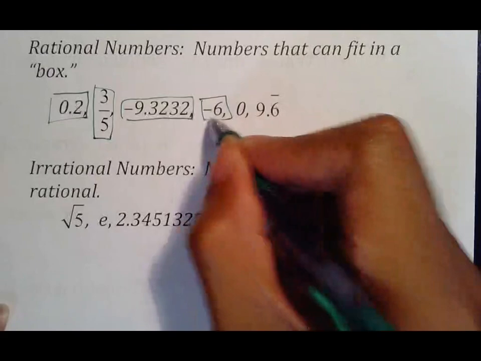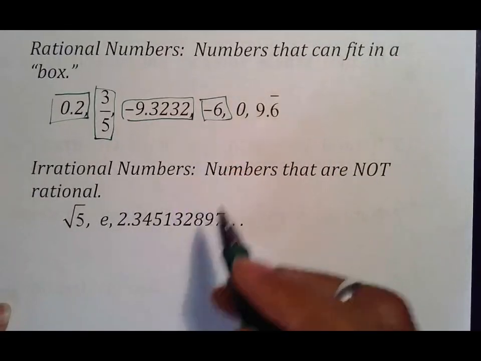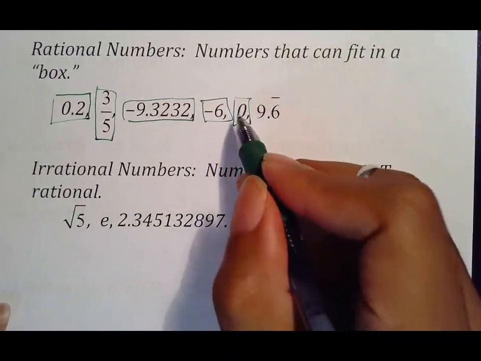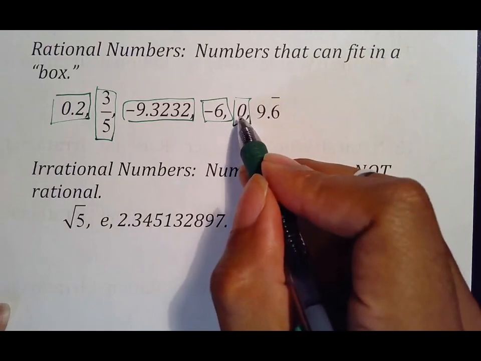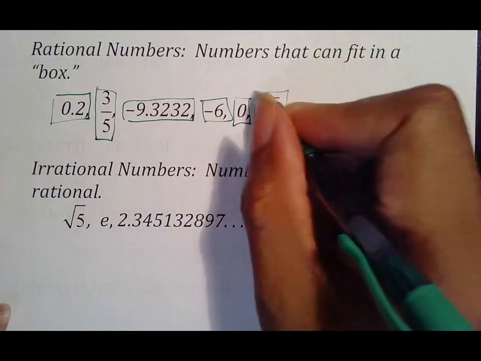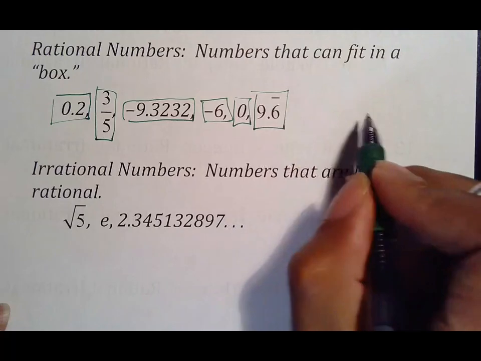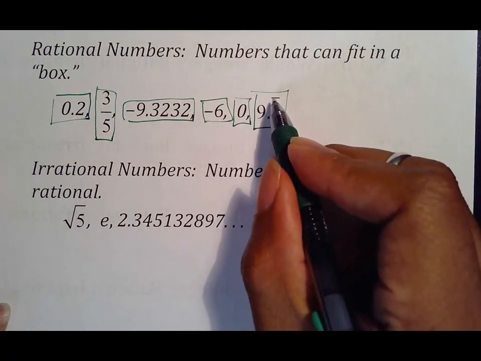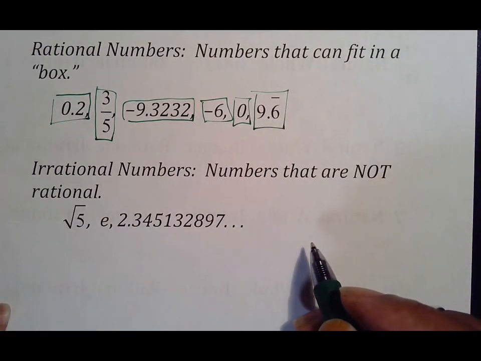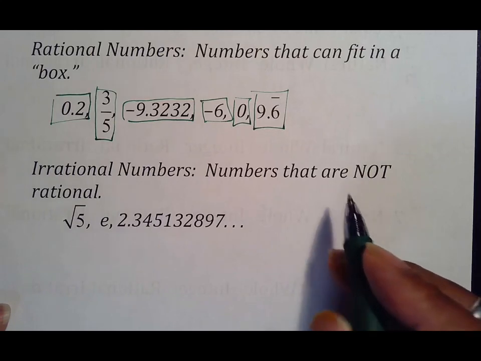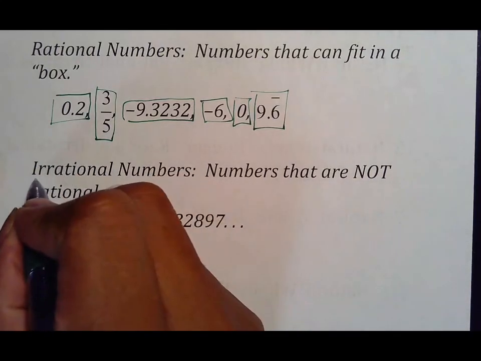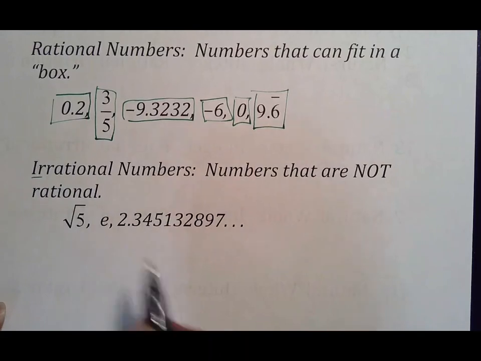Negative 6, even though it's an integer, I can fit it into a box. 0, if you remember, is a whole number, but I can fit it into a box, so it's also a rational number. 9.6 repeating, even though that would go on forever, the fact that I can use repeating notation means that also fits into the box. Irrational numbers do not fit into a box because they're not rational. That's what irrational means. Square root of 5 is an ugly number.